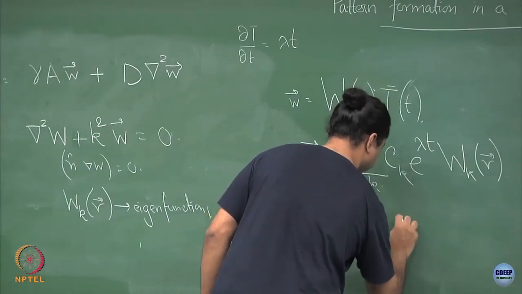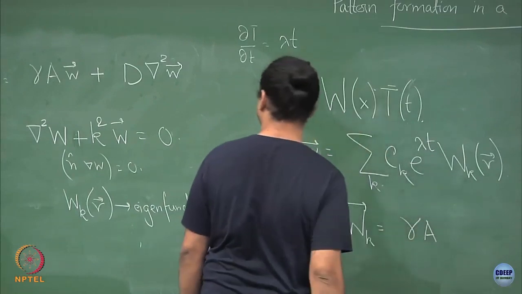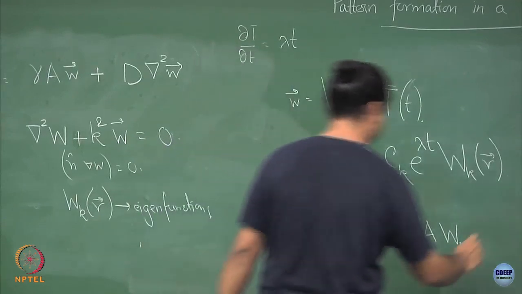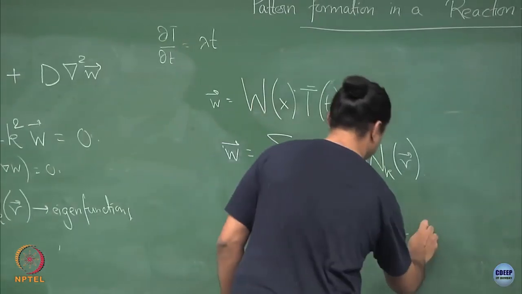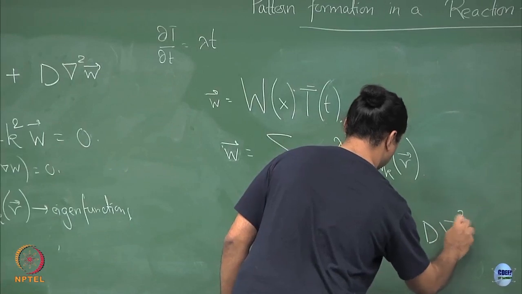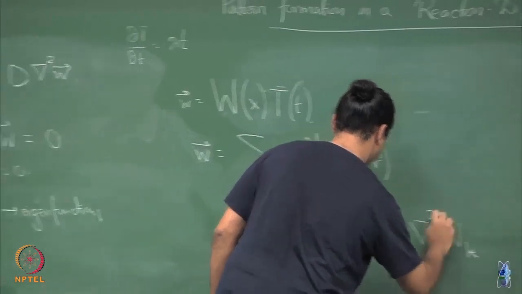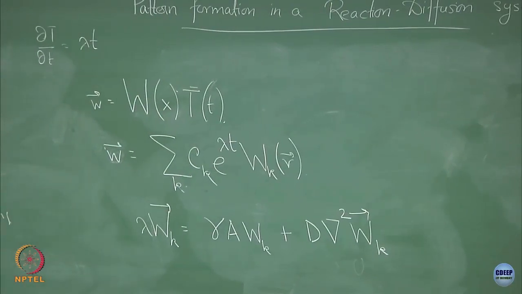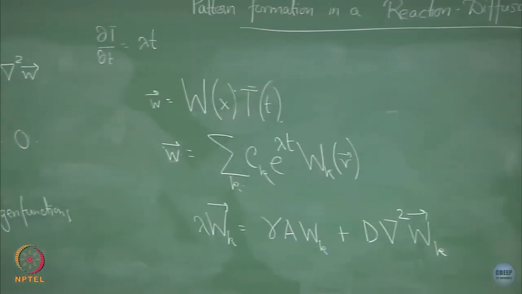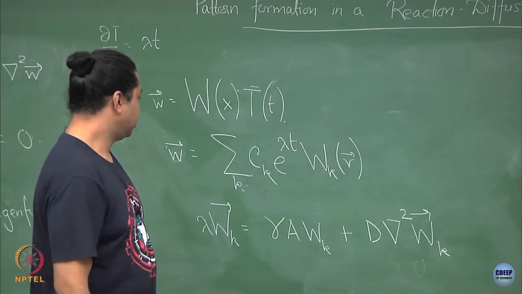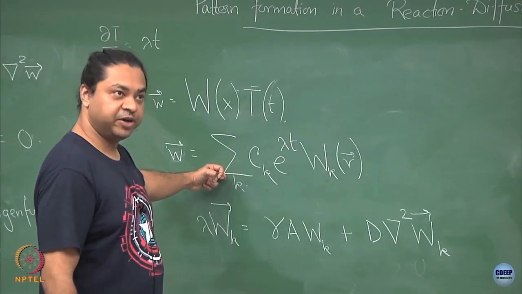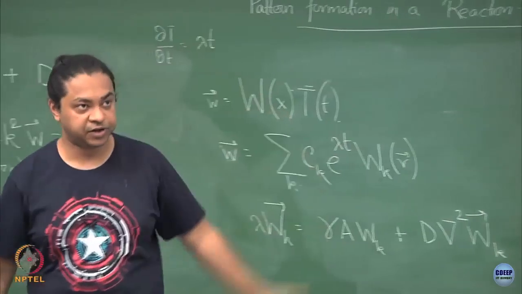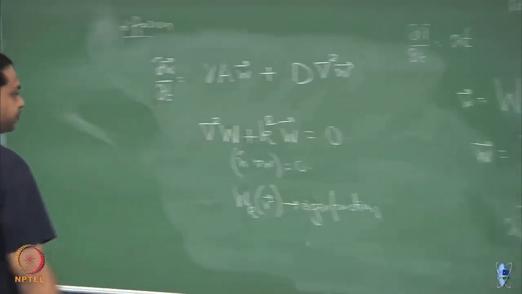On the left hand side and the right hand side I have gamma times the stability matrix times this W of k, plus d. So, ideally you get this with a summation. If this holds true for every value of k, then you know that your original differential equation is going to be satisfied.